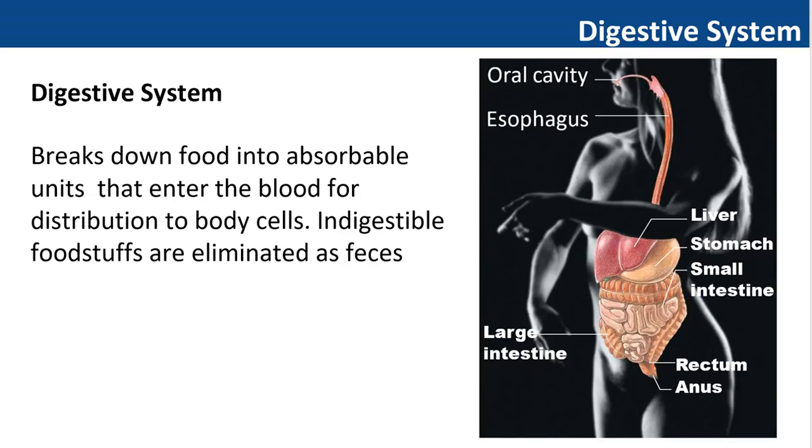The next system is the digestive system. The organs of the digestive system include the oral cavity, pharynx, esophagus, stomach, small intestine, large intestine, rectum, and anus, and also there are some accessory organs like the liver, salivary glands, and pancreas. Their role is to break down food and deliver the resulting nutrients to the blood. The undigested food that remains in the tract leaves the body through the anus as feces.